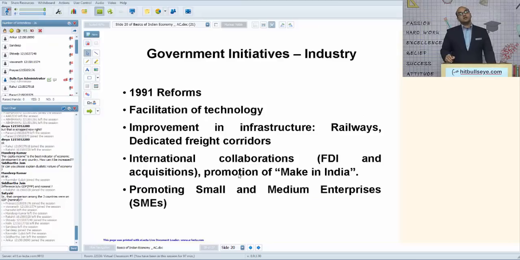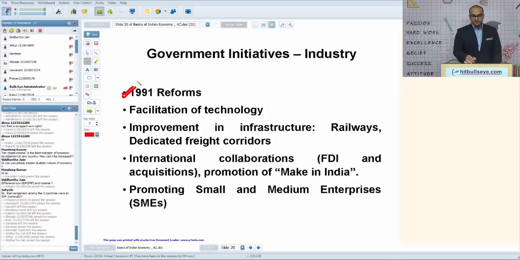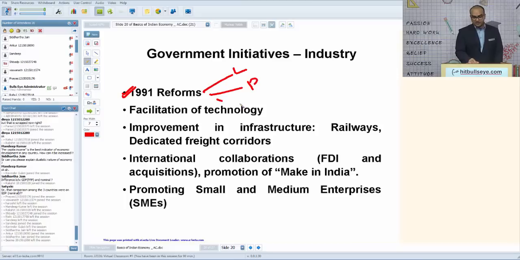So when you talk about the government initiatives as far as industry is concerned, in 1991, the Indian government took a major step of reforming our economy. So we introduced LPG, right? Liberalization, privatization and globalization related reforms. So we saw a large number of industries being opened for the private sector. In terms of globalization, we allowed foreign capital in terms of FDI and FII to be invested in the country.